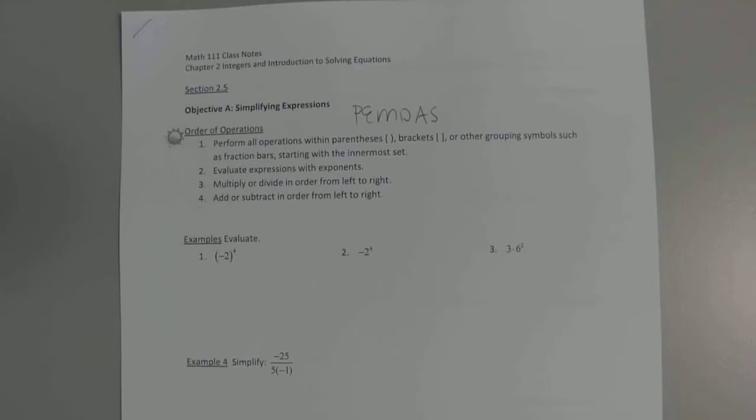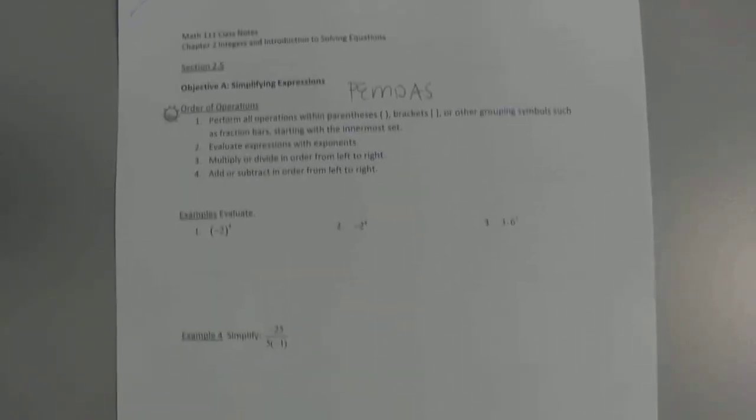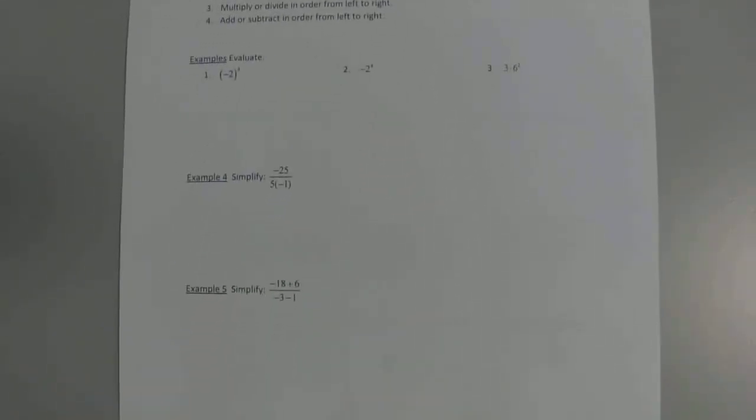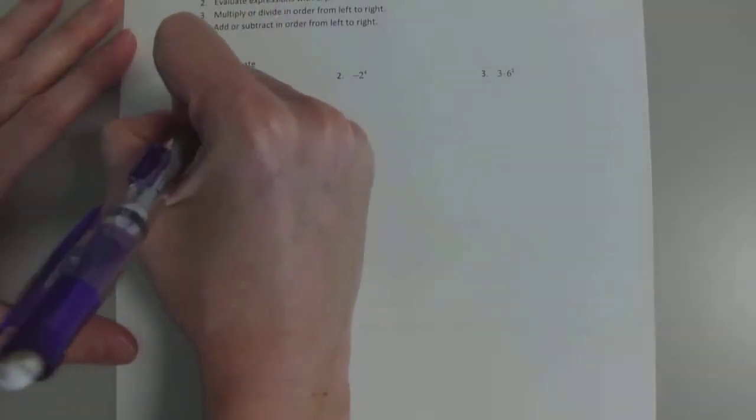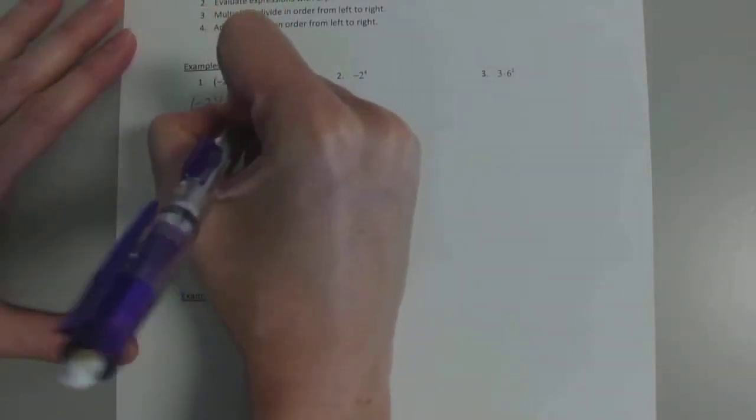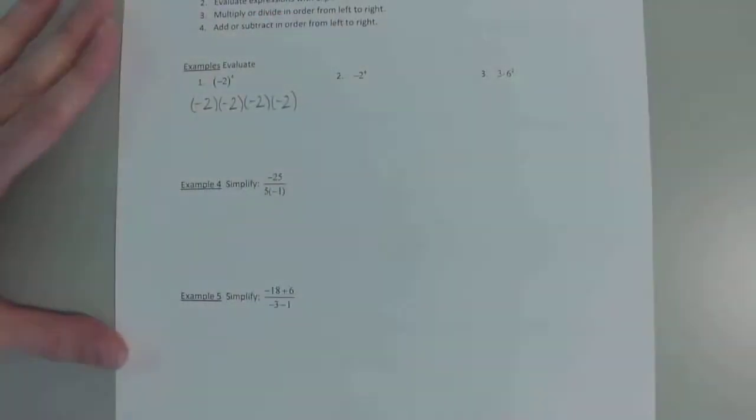So objective A is going to be simplifying some expressions, and then we'll get to objective B when we flip the page. All right? What's an exponent mean? Times itself that many times, okay? So when you have negative 2 to the 4th, it's negative 2 times itself 4 times. So don't do 2 times 4, because if I wanted 2 times 4, I wouldn't make that 4 tiny, right?